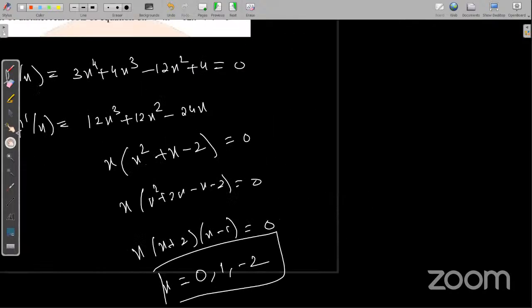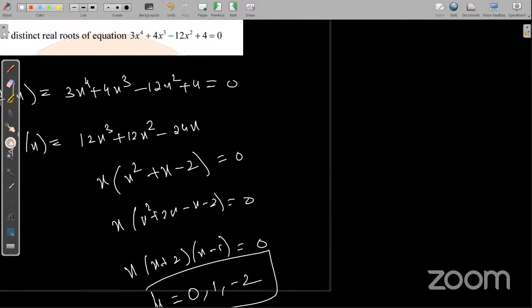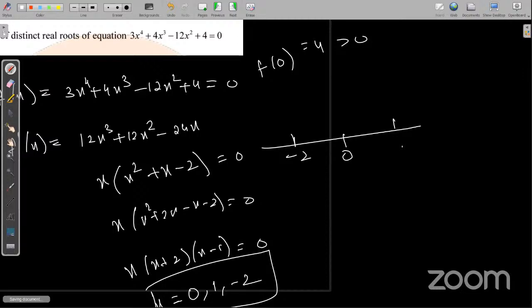What is the meaning of critical points? At these points our function could be having a local maximum, local minimum or something, right? Okay. So tell me, what is the f of 0? How much are we getting? f of 0 is equal to 4. So it is positive. Okay. If I take minus 2, 1 and 0, right? 0 and 1. So f of 0 is positive.